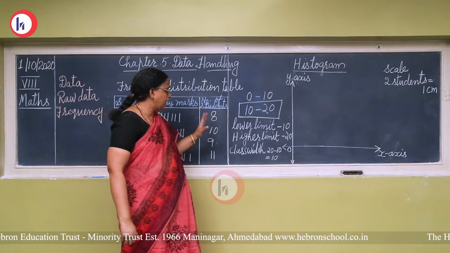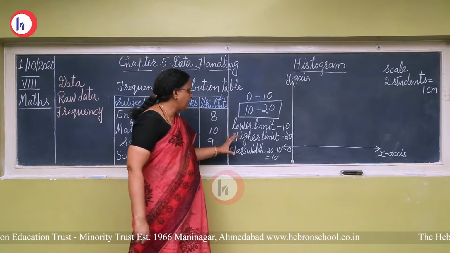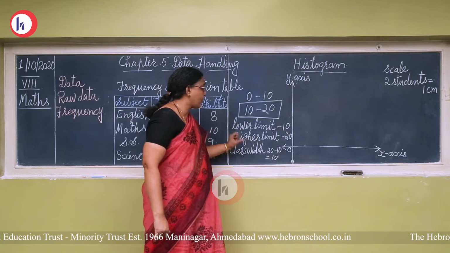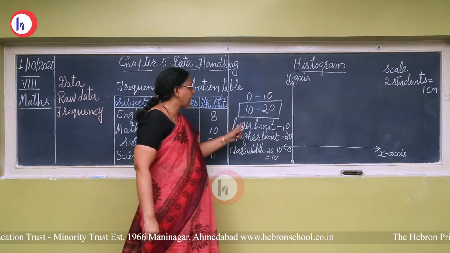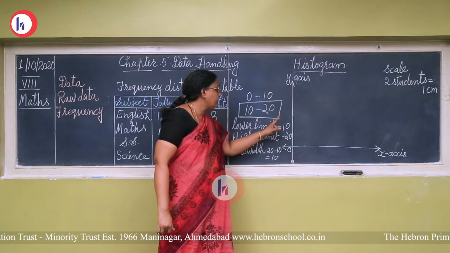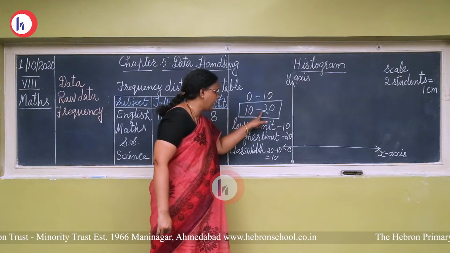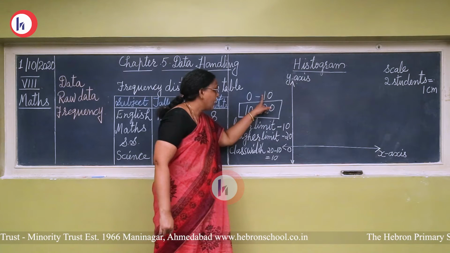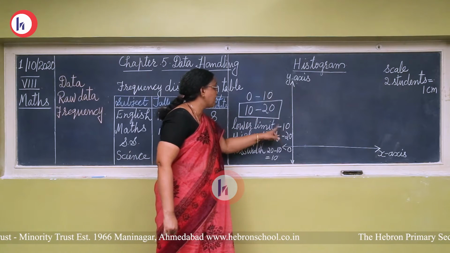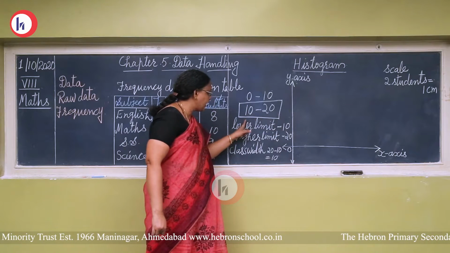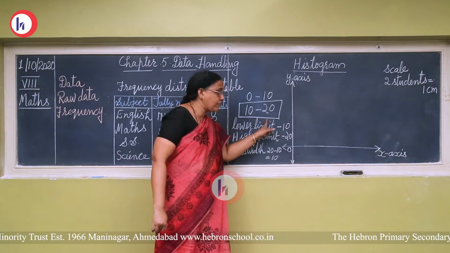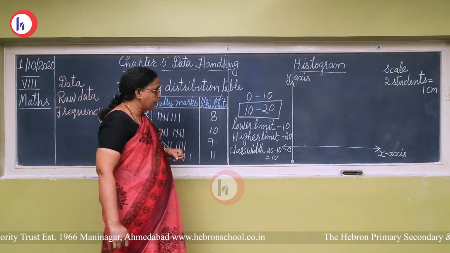So, first we will make the groups and we will see that these are the important information. If any number comes to 10, it will come in the group 10 to 20, not in the 0 to 10. When the number 20 comes, it goes in the next group, 20 to 30. So, that number will be taken as 20 to 30. That is the practice to make the groups.